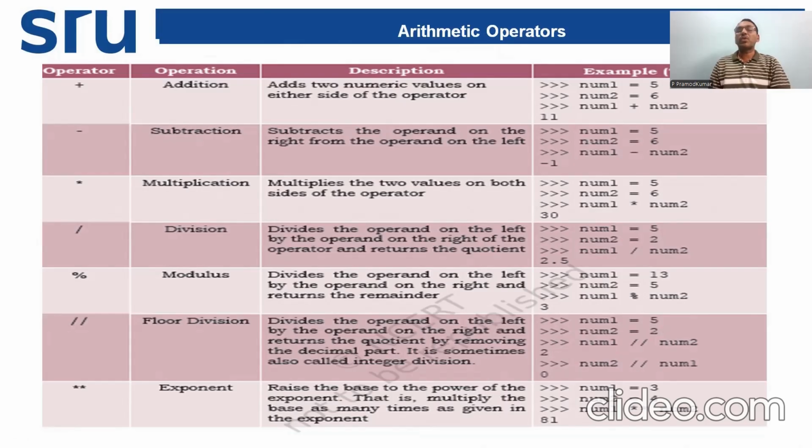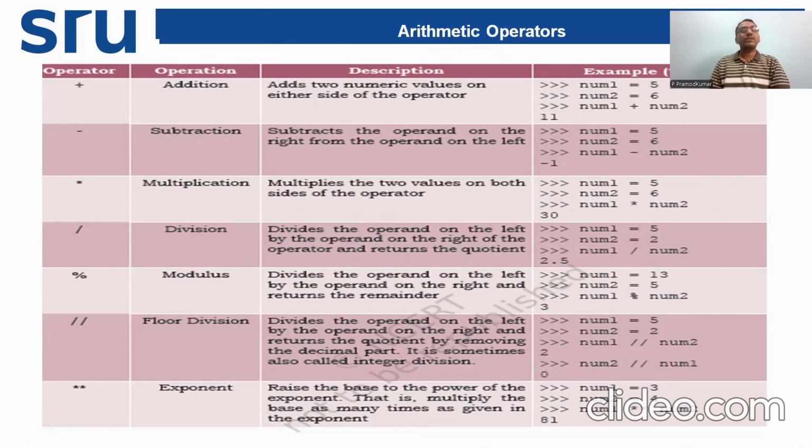So only the integer part will be considered. The rest, nothing but the decimal part, will be truncated. Right. That is the difference between the division operation and the floor division operation. The division operation just gives us the coefficient as a result. Then the floor division operation gives us the result as an integer division.